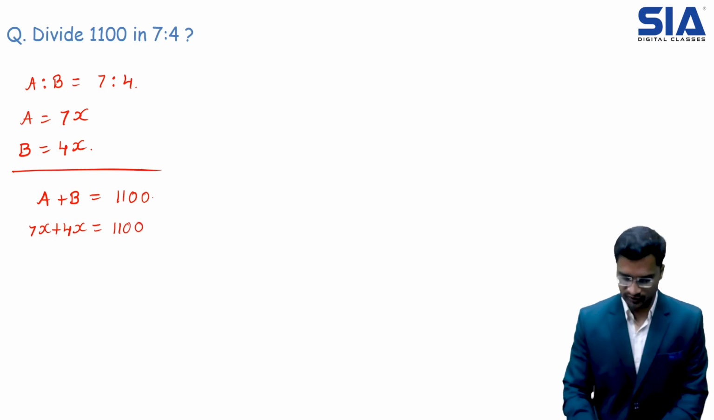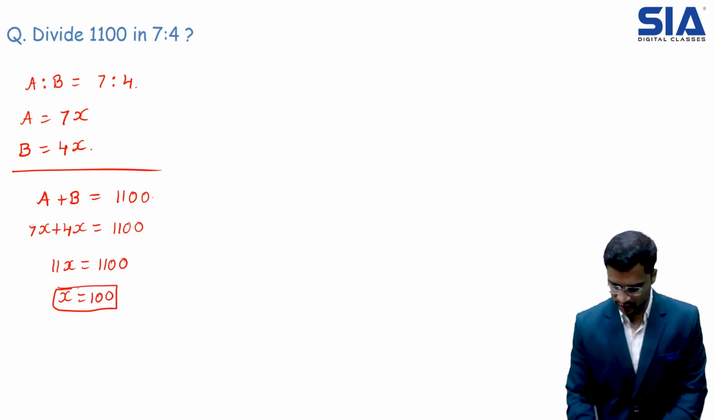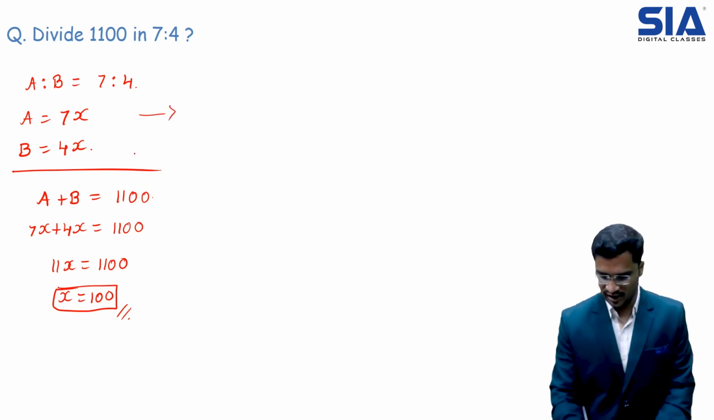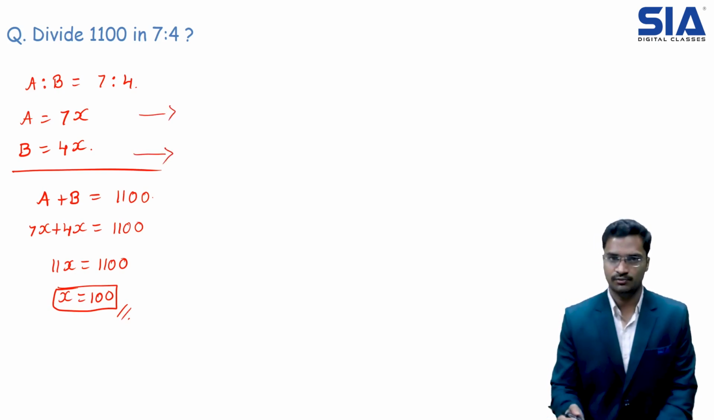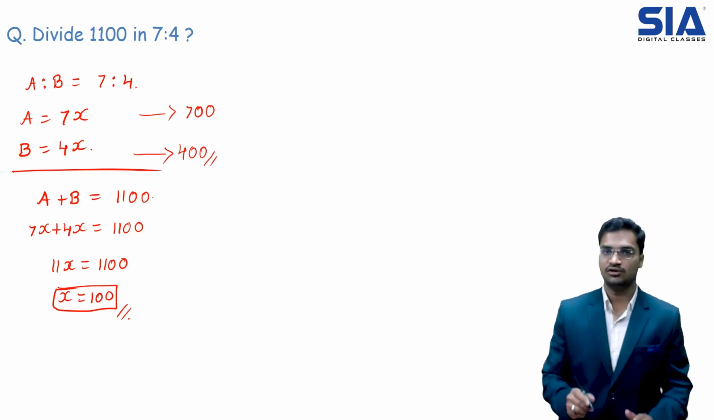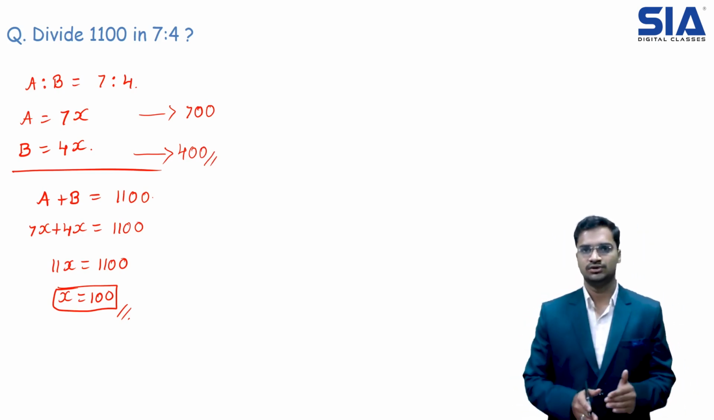So 7x plus 4x, 7 plus 4 is 11, so 11x is equal to 1100. Then the value of x is 100. So we have found the value of x, which is 100. From this I can find the value of A and the value of B. So the value of A will be 700 and the value of B will be 400, because 7 multiplied by 100 and 4 multiplied by 100. So this is the first question.